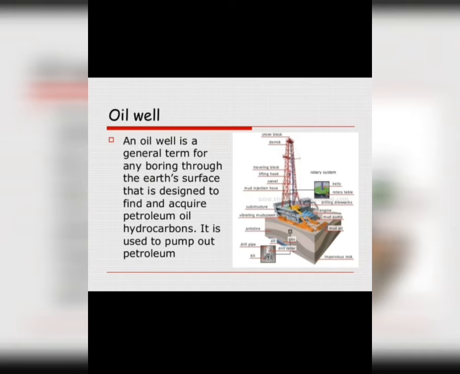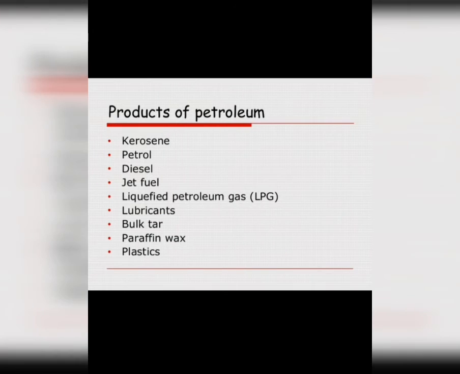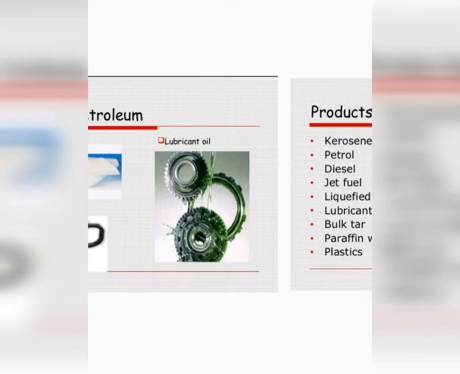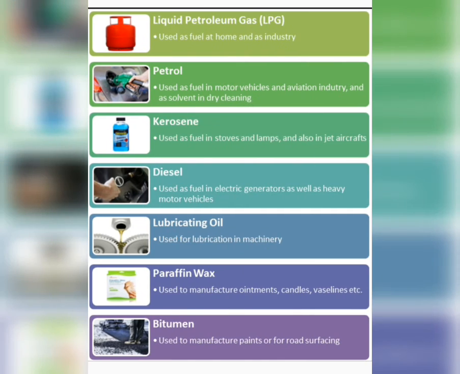Now, the various useful fractions that are obtained by the refining of petroleum are petroleum gas, petrol, kerosene, diesel, lubricating oil, paraffin wax, bitumen. Lots of important useful fractions are obtained by refining of petroleum. Now, let's look at the important uses of the various fractions of petroleum. Okay, let's start with petroleum gas.